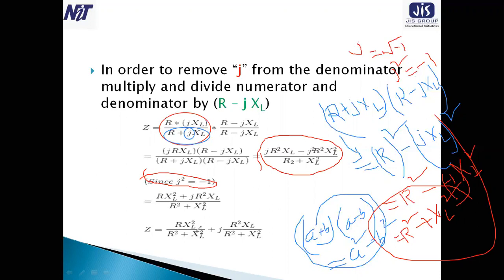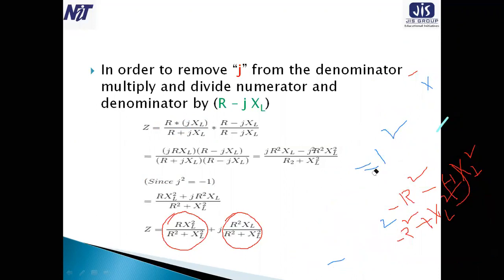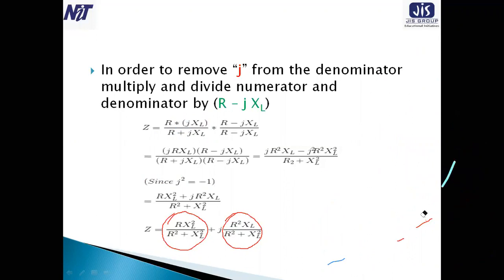So finally, we separate Z into real part and imaginary part. Look here. In the real part, we find R XL square divided by R square plus XL square. And in the imaginary part, it is plus j R square XL divided by R square plus XL square.